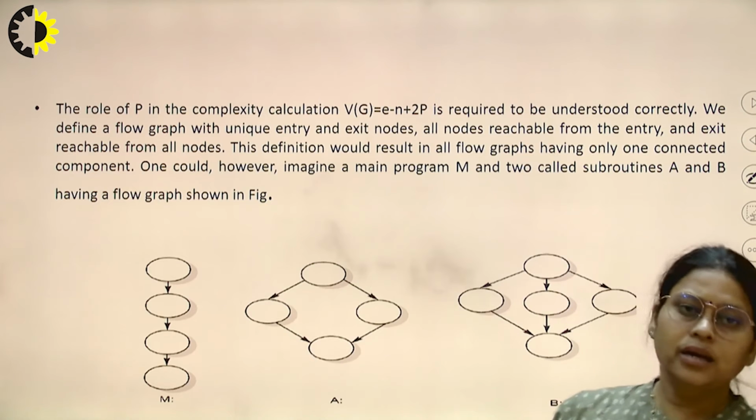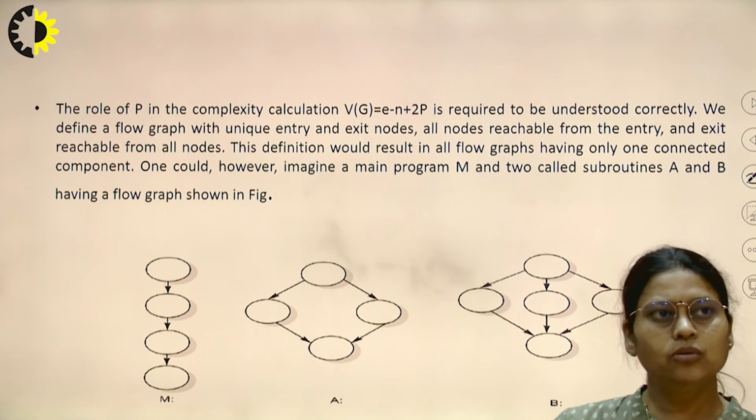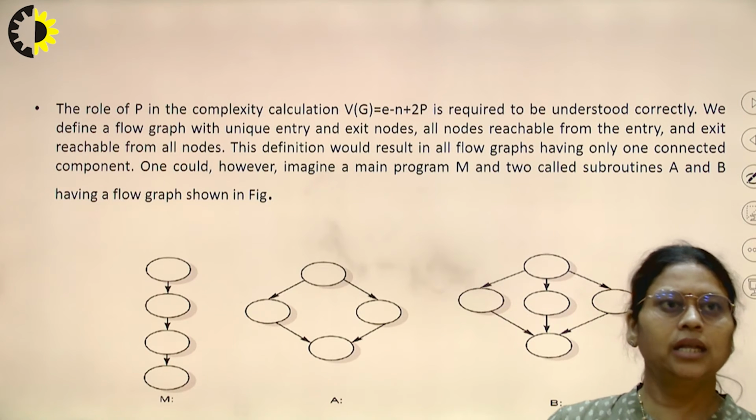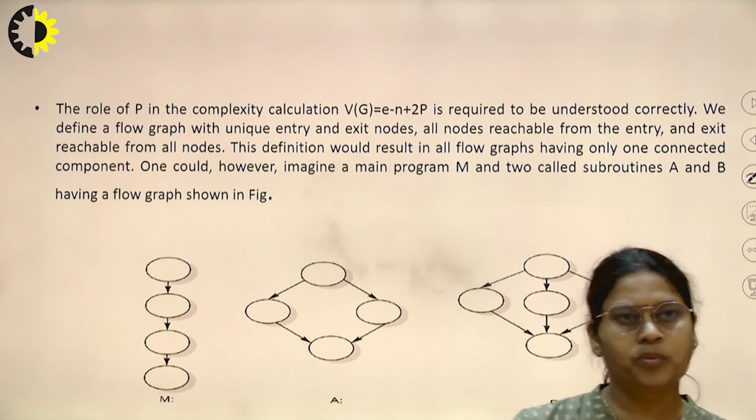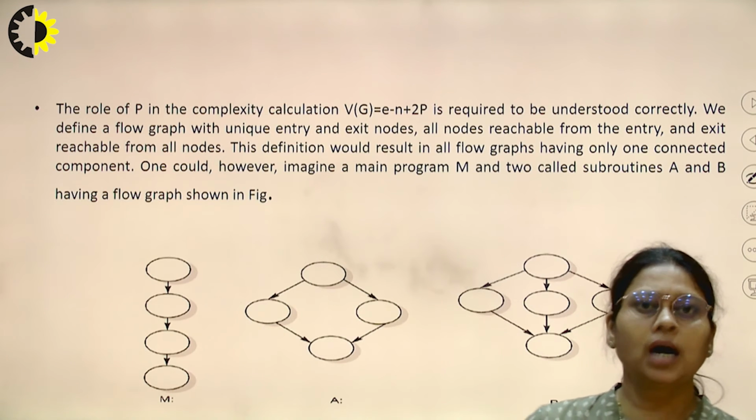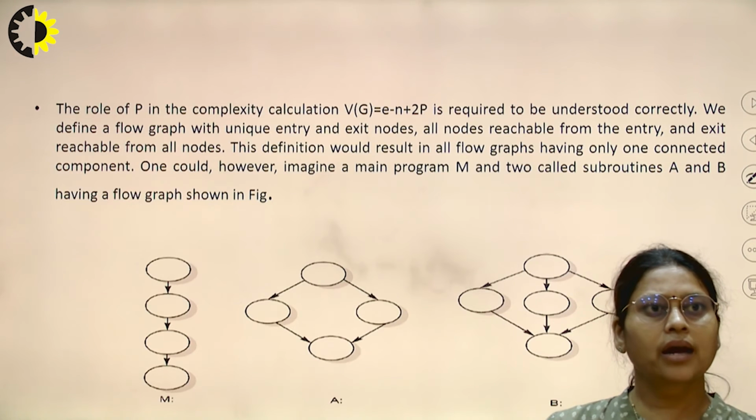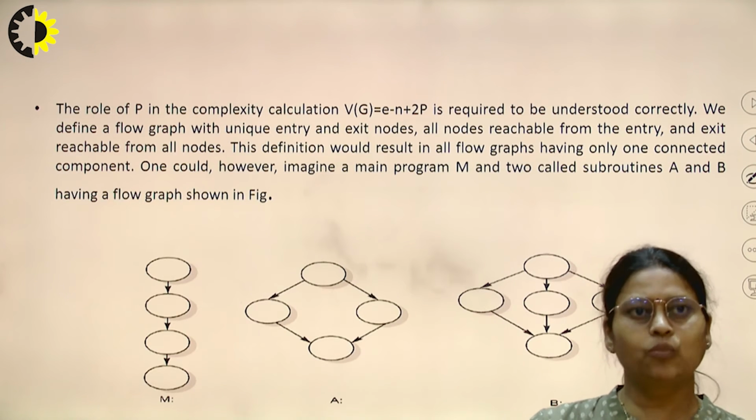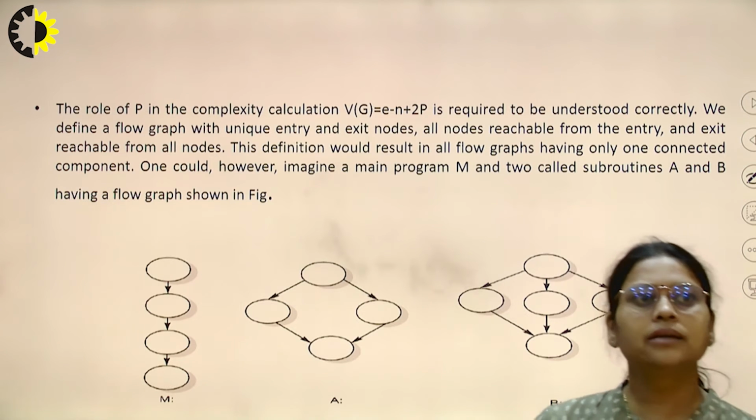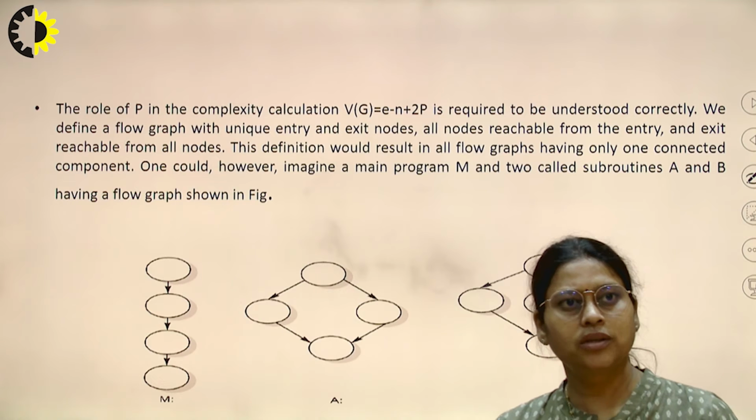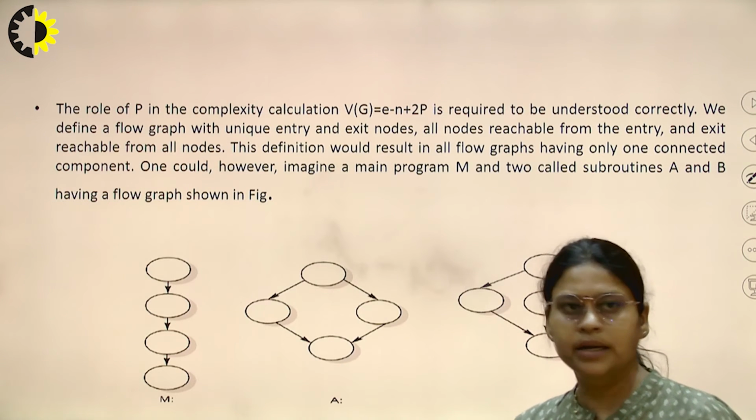Now let us discuss how we can calculate the component value. The role of P in the complexity calculation: V(G) is equal to E minus N plus 2P. It is required to be understood correctly. We define a flow graph with a unique entry and exit point, so all the nodes are reachable from the entry and exit. This definition results in the flow graph having only one connected component.